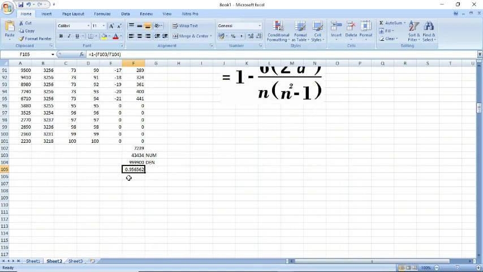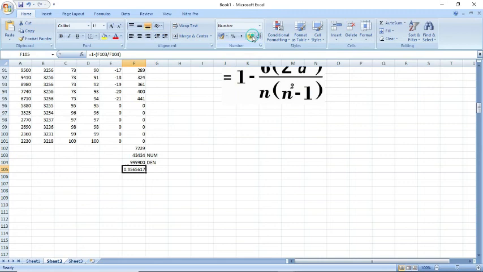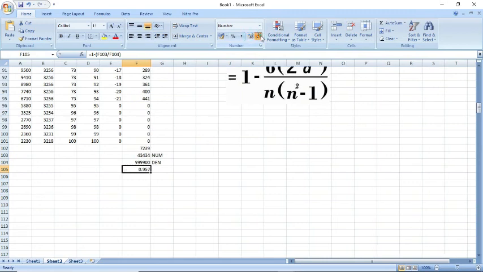If we had gotten a negative value, do you understand? If you correct this now, what do you have here? You have 1. Have you seen it? If you correct to 1 decimal place, you have 1, which is what the Spearman's coefficient is talking about.